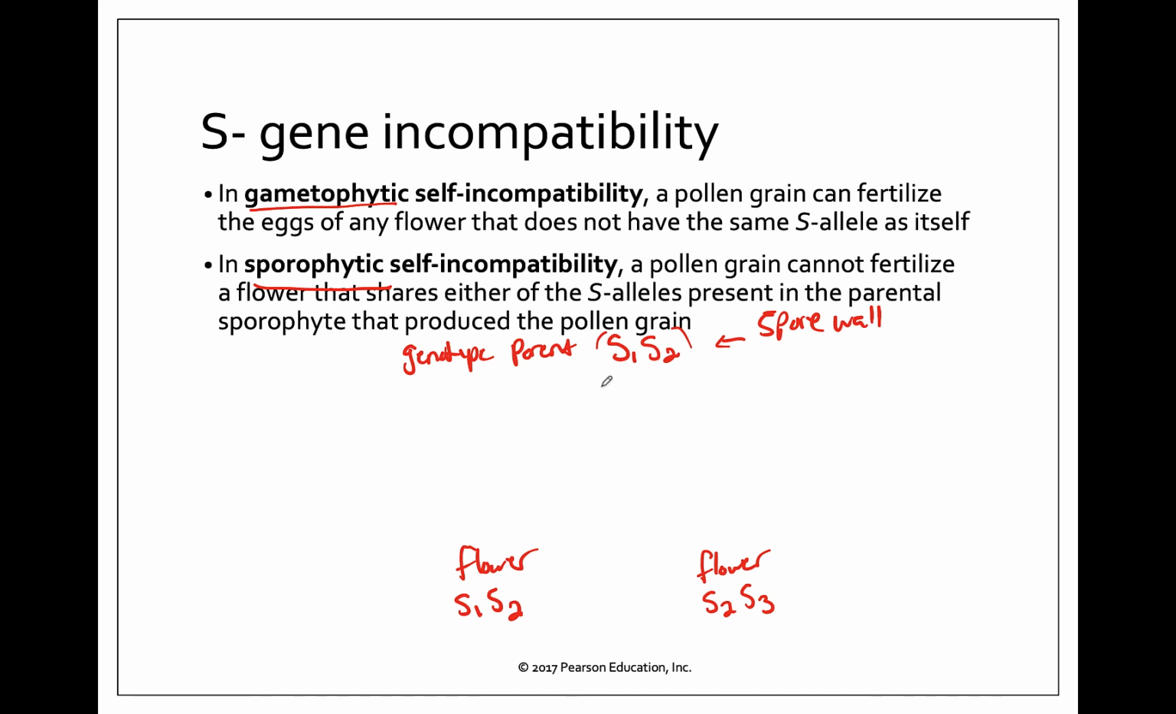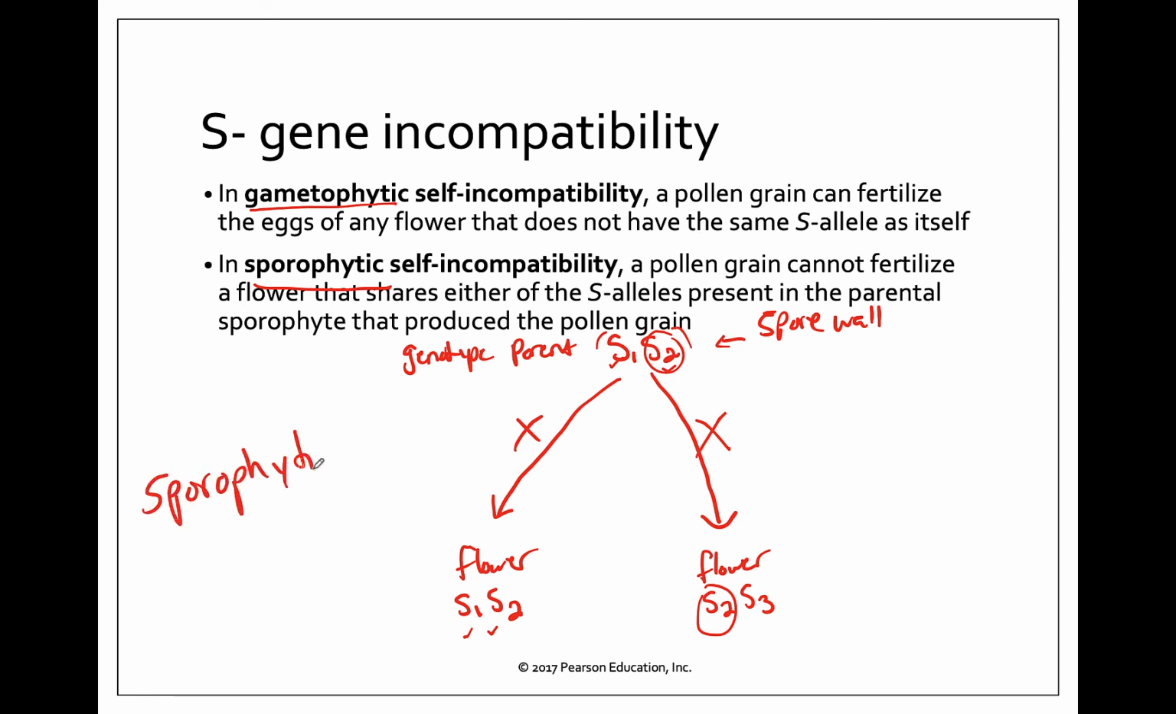So when this pollen tries to pollinate the S1, S2 flower, those both match. So that's going to be a big no. That's not going to happen. And when this pollen tries to pollinate this flower with S2, S3, because the S2 matches this S2, it's going to completely reject the pollen. Whether the pollen has an S1 or an S2 in it, it doesn't matter. So this is sporophytic. So sporophytic is going to be more exclusive, meaning it's going to reject more potential mates than gametophytic.